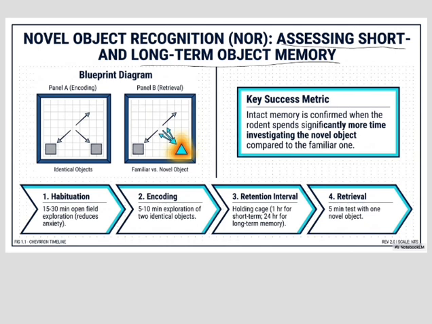Then the familiarization or encoding phase. Two identical objects are placed in the arena. The rodent explores both objects, creating a memory trace. Then the retention interval. The animal is removed from the arena for a specific period. Depending on the duration, researchers can evaluate short-term memory or long-term memory.